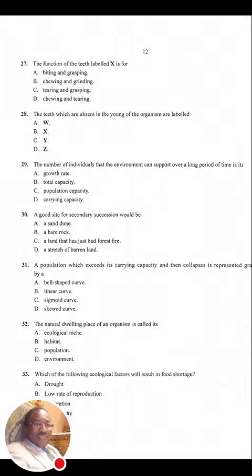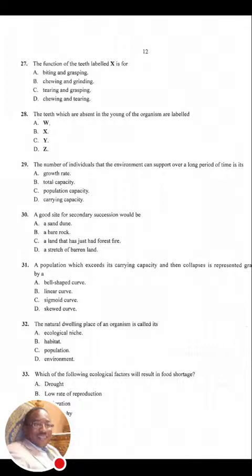Number 30. A good site for study for secondary succession will be A, sand dune, B, a bare rock, C, a land that has just had forest fire, and D, a stretch of barren land. The correct answer will be a land that has just had forest fire. Option C is the correct answer.